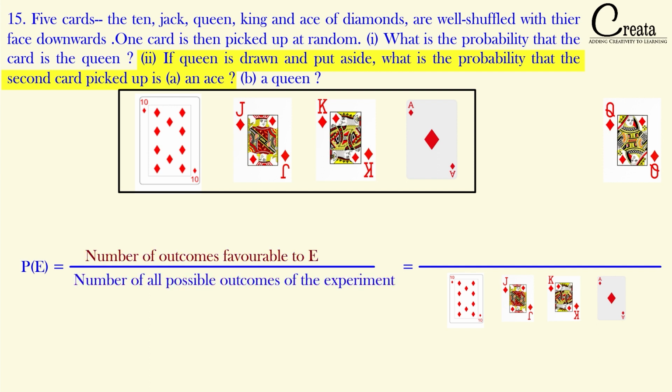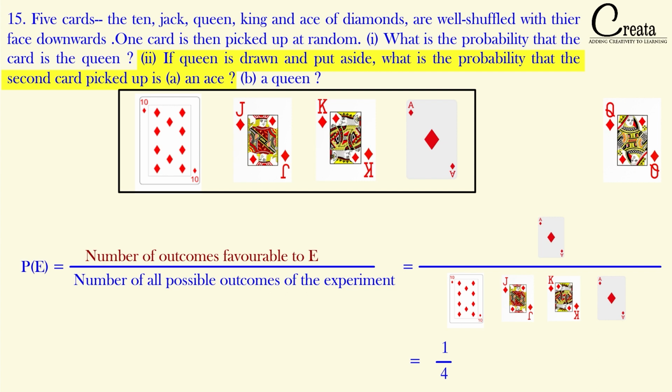Let's take down the numerator, the favorable cases. So the favorable case of getting an ace is only 1. So only 1 ace card will come in the numerator. That is 1 in the numerator. So we got our answer as 1/4. So we got the part A of the second part.